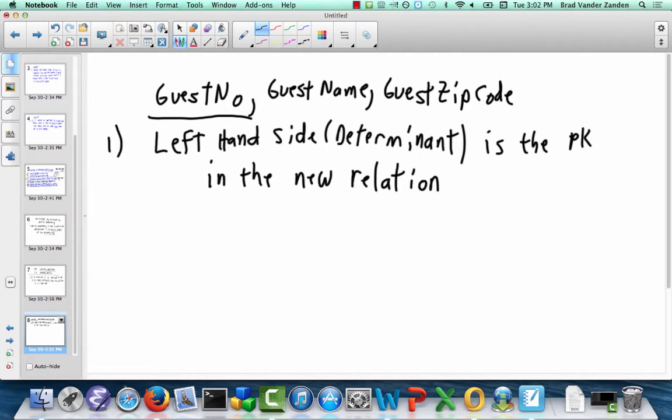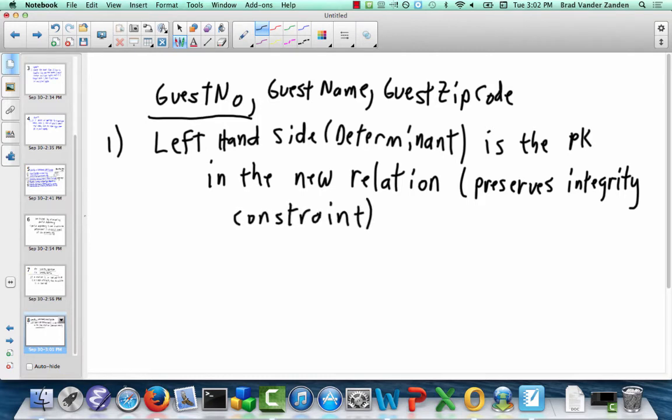So this one, number one, preserves the integrity constraint. Right? Because we've moved all the attributes associated with that functional dependency into a new relation, so we must have preserved that integrity constraint.